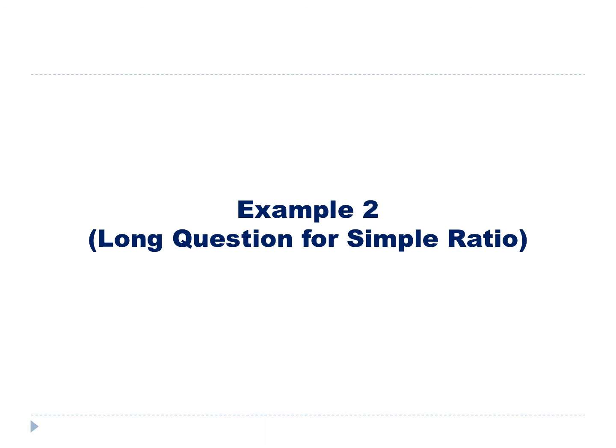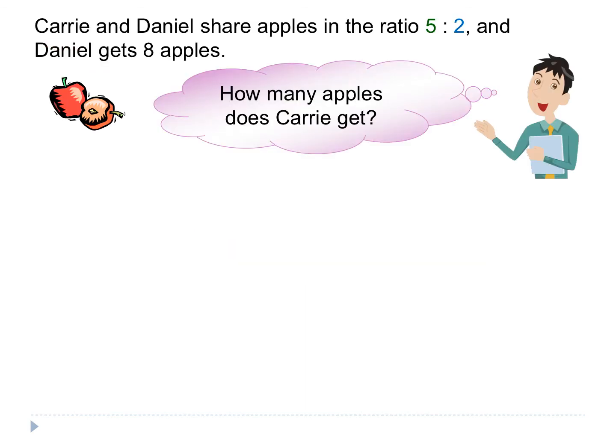Well, we may look at another example. For this example, we will look at some long questions. Look at this. Carrie and Daniel share apples in the ratio 5 to 2, and Daniel gets 8 apples. So the question is, how many apples does Carrie get?